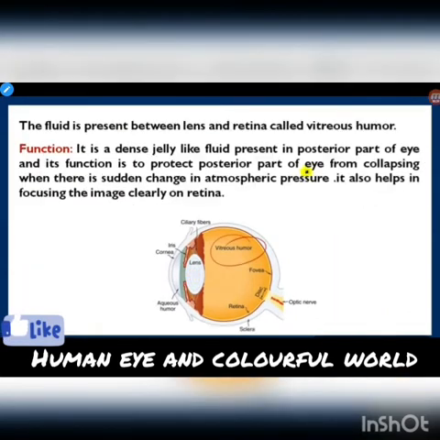Now, the fluid present between the lens and the retina is called vitreous humor. It is a dense jelly-like fluid present in the posterior part of the eye, and its function is to protect the posterior part of the eye from collapsing when there is a sudden change in atmospheric pressure. And it also helps in focusing the image clearly on the retina.